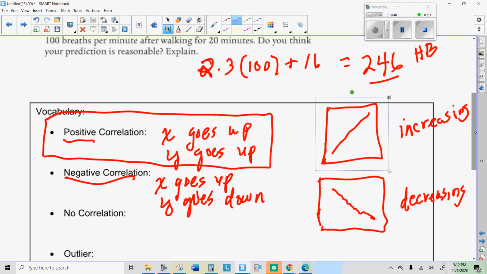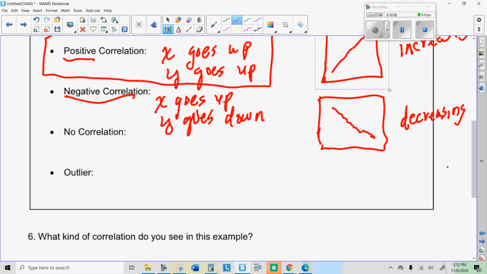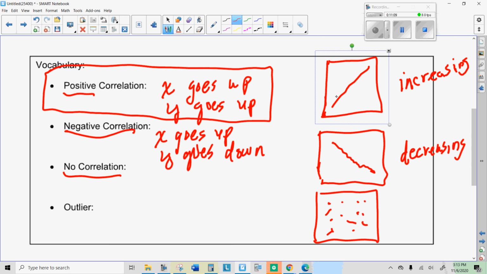Sometimes there is no trend at all. Sometimes data just doesn't fit together and make any kind of a pattern. Then we say there's no correlation. On a graph, you might see dots just scattered everywhere all over the graph. Remember, these were dots around a line like that, and this one, the dots would be around a line like that.